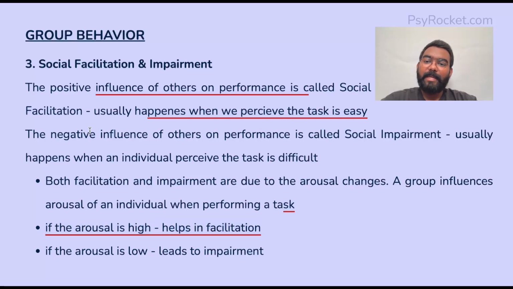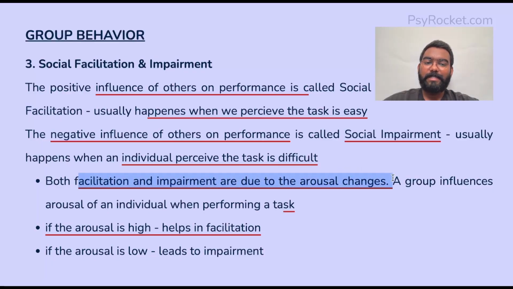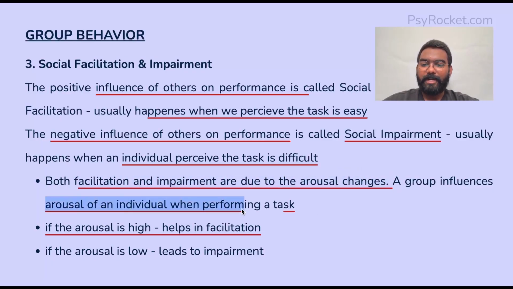Okay. Then the reverse could occur in social impairment. Social impairment is nothing but a negative influence of others on performance when an individual perceives that the task is difficult. For suppose you know nothing about archery and then you have to perform in front of a group. Then what happens? Social impairment happens. Why? Because the influence of the group will be negative on your performance. Both facilitation and impairment are due to arousal changes. A group influences the arousal of an individual when performing a task. If the arousal is high, it helps in facilitation. But if the arousal is very high, it leads to impairment.